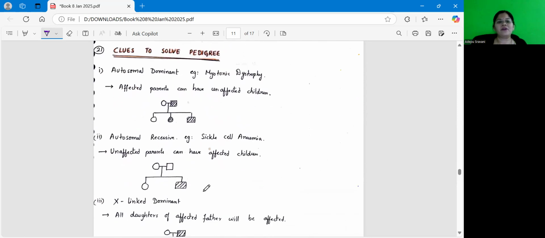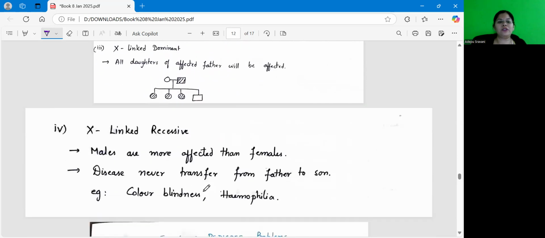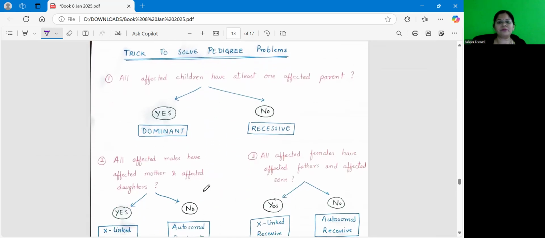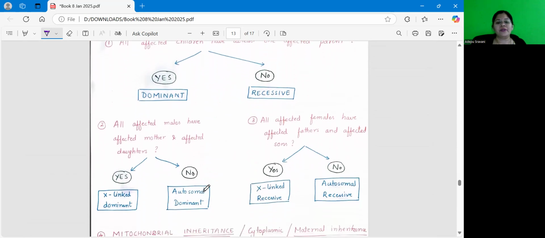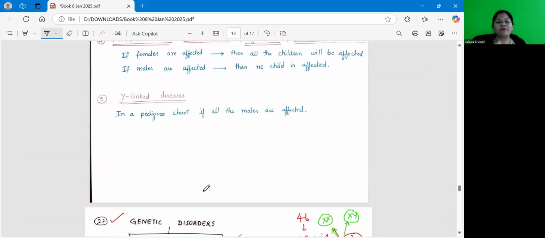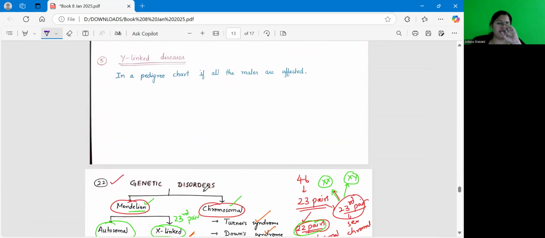Next, we have something called clues. But before clues, I'll tell you the trick to solve pedigree analysis, very useful for the exam. Basically, from this topic, they'll ask six diseases. They'll ask only four diseases, but sometimes they ask the other two also in the options, so you should not panic here.